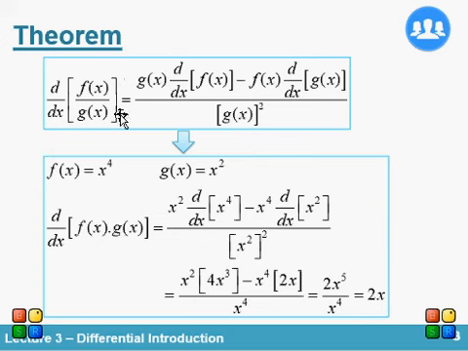If we have two functions, the first function divided by the second function, then we use this formula: g(x) times the differentiated function of f(x), connected by minus, then f(x) times the differentiated function of g(x), all per g(x) squared. This has been simplified from the basic formulas of differentiation.